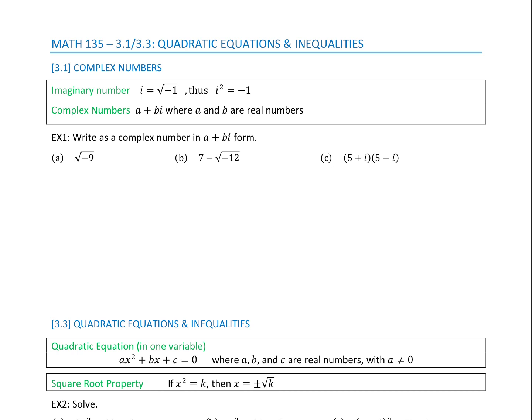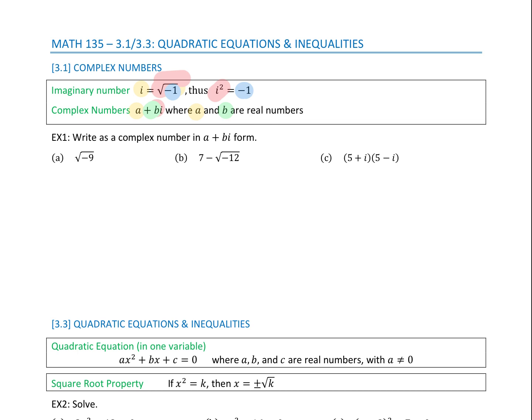So complex numbers, it basically comes from when we have the square root of a negative number. And we call that number i for imaginary number. And that again is equal to the square root of negative 1. And then if we square i, it'll get rid of that little square root and we're left with the negative 1. So i squared equals negative 1. Now complex numbers are where we have a plus bi, where a and b are real numbers. And then we have that little i part.